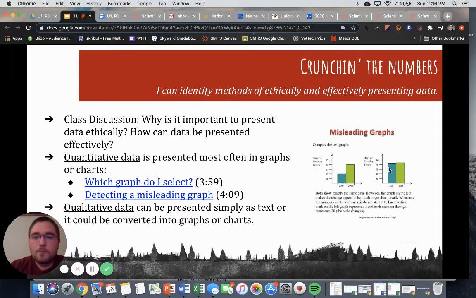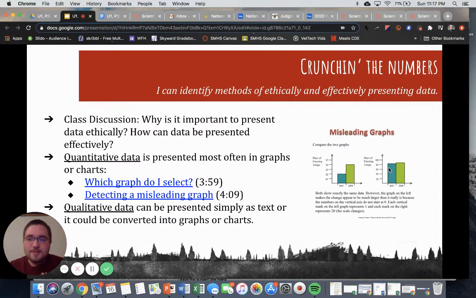Okay, so quantitative data and qualitative data are both types of data that can be utilized in an experiment. Many of you guys are probably going to be using data that is more quantitative. And quantitative data is most often presented in graphs or charts. I have a couple videos there that you can go ahead and watch if you're stuck on what type of graphs that you should use. There's a lot of different graphs out there that we know from math class. There's scatter plots, there's bar graphs, there's line graphs, there's pie charts.